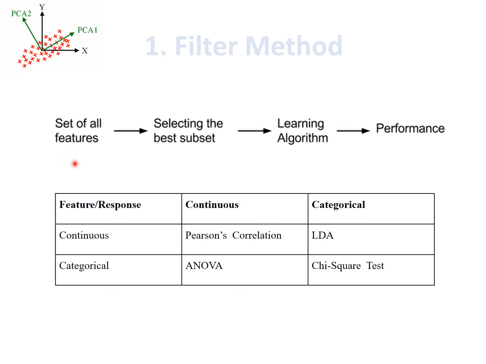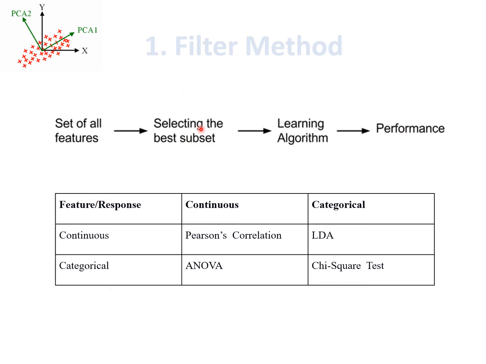This is the basics of the filter method. First, we are having a set of all features, that is the original data set. From the original data set, we are selecting the best subset. And for selecting the best subset, we are using some statistical measures. And based on the subset, we are trying to create a model using some machine learning algorithms. And finally, we are evaluating the performance of the model using some performance measures.